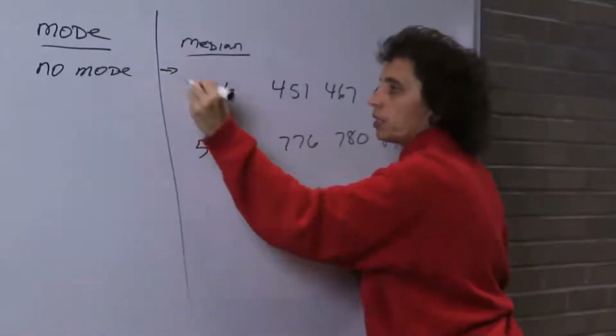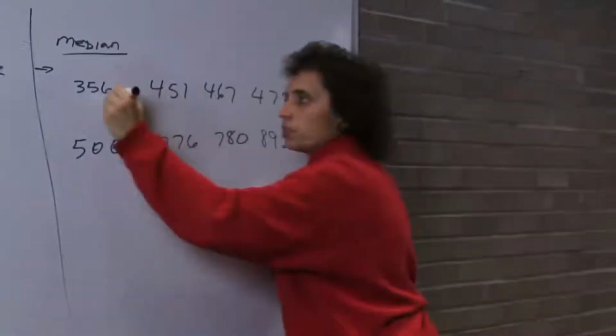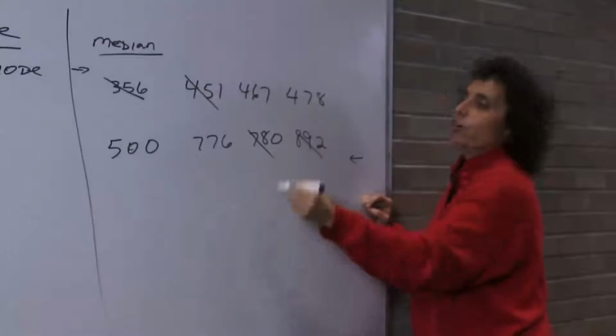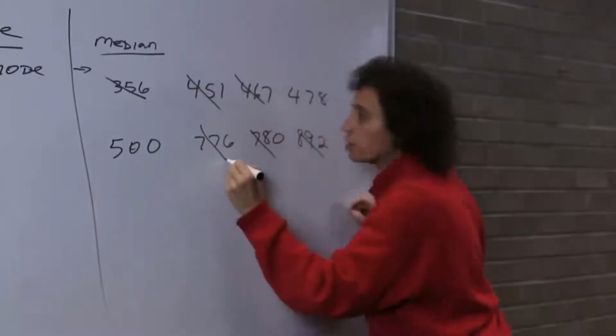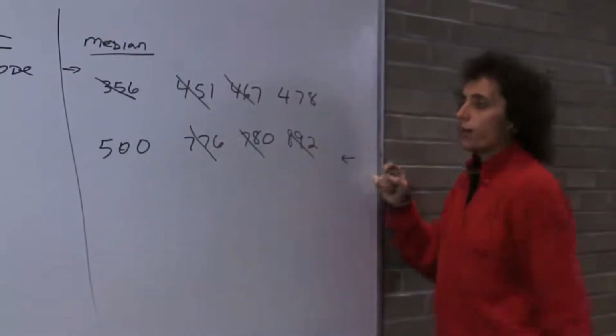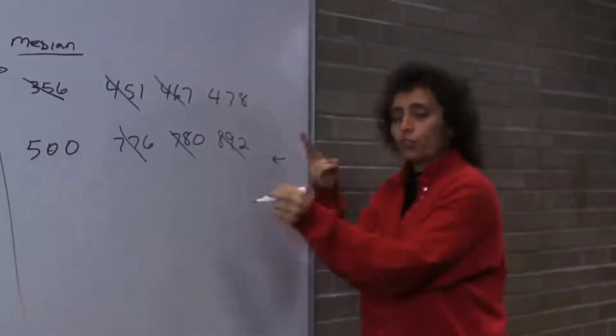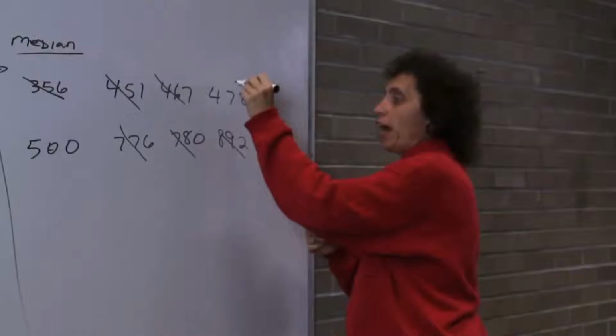So here we go. Cross one out, cross one out, cross one out, cross one out, cross one out, cross one out. Okay, uh-oh. If I cross one out and cross one out, there'll be none left. What do I do now? Well, when there's two numbers in the middle, you have to find their average.